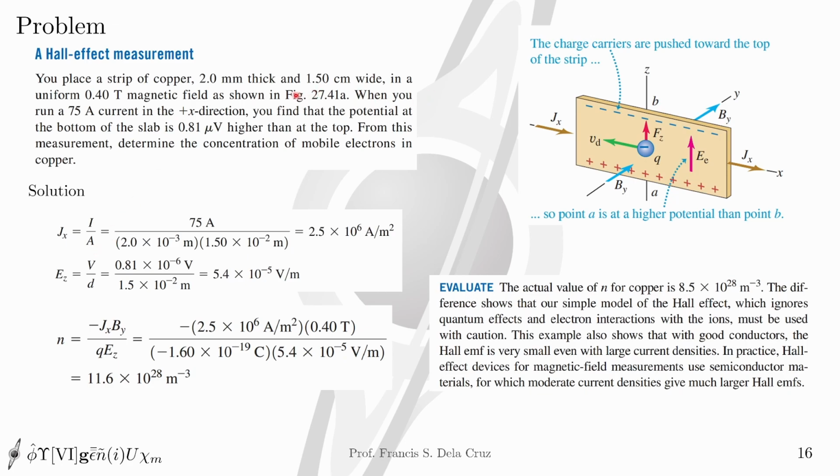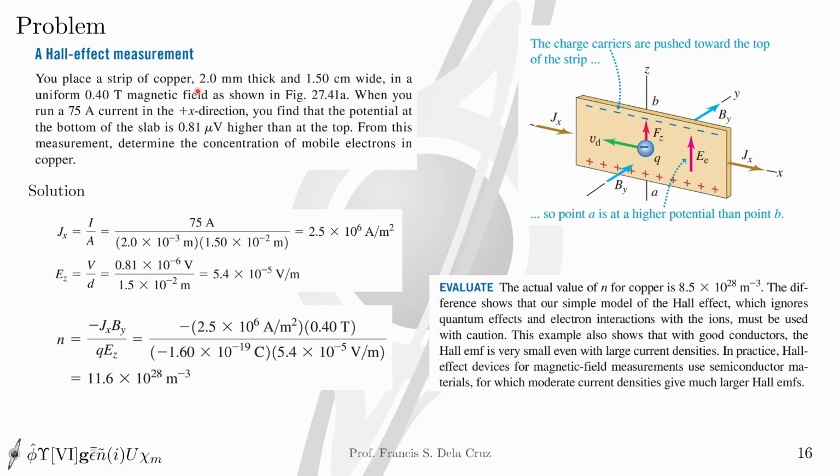So what is the thickness of this conductor? The thickness is 2.0 millimeters, and the width is 1.50 cm. So if you want to get the cross-sectional area, you just need to multiply these. Okay? So 2.0 times 1.50.